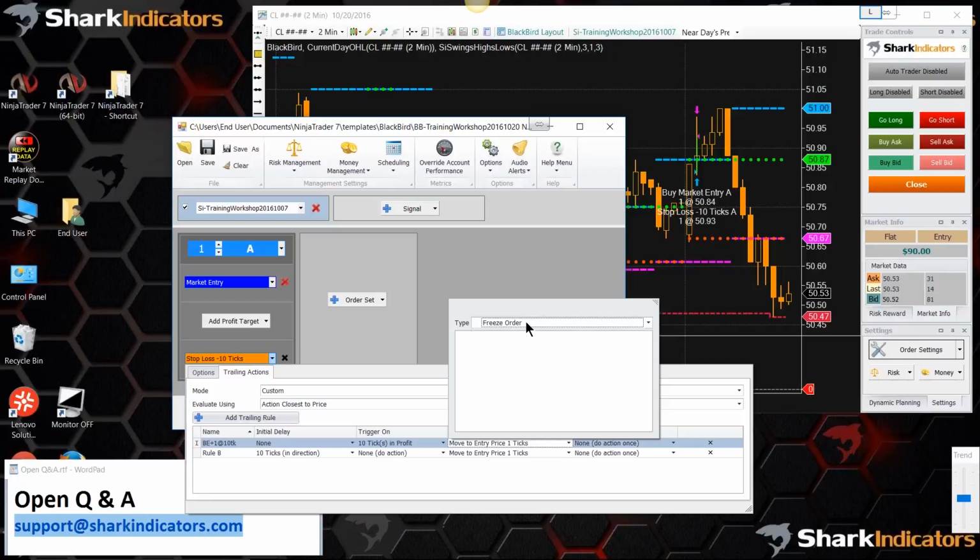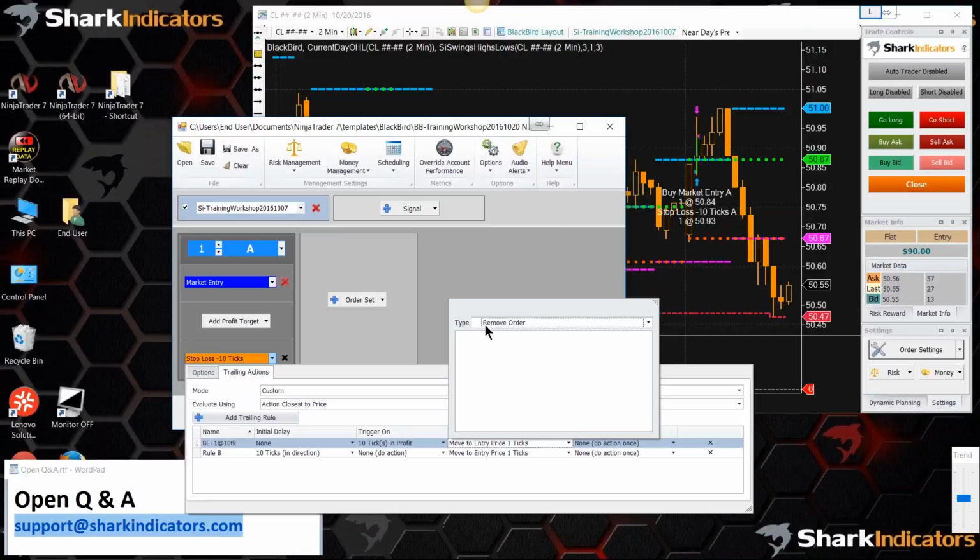Or you could remove the order, which, again, if you remove a stop loss, it's removed for the remainder of the trade. You can't remove a stop loss and then say, oh no, I want it back again. You just can't do that. So if you've got some reason why you'd want to remove a stop loss and then restore it, then don't remove it. Just move it way out of the way, right?